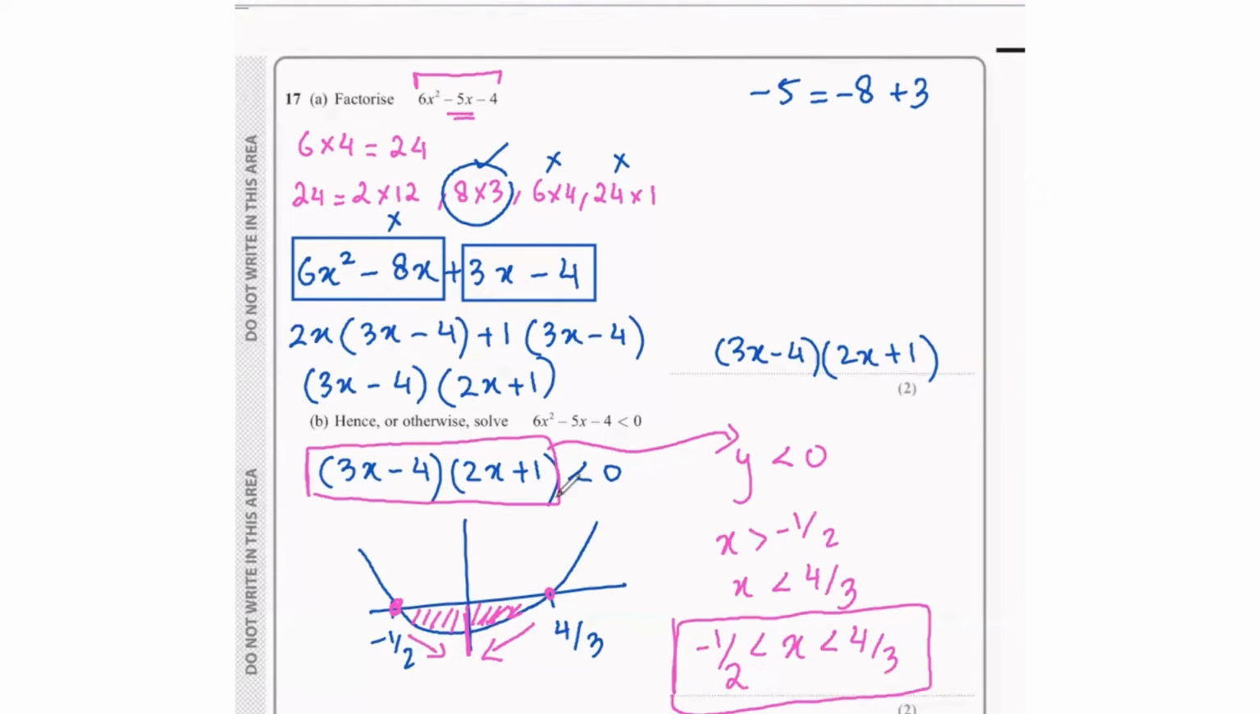If your inequality was greater than 0, then you would have looked at the area above the x-axis, which is this part. So in this case, your values of x were diverging. X at -1/2 was decreasing and x at 4/3 was increasing. So for greater than 0, it would have been x is less than -1/2 and x is greater than 4/3. And since the values were diverging, you would write it as separate inequalities, not like a combined range.